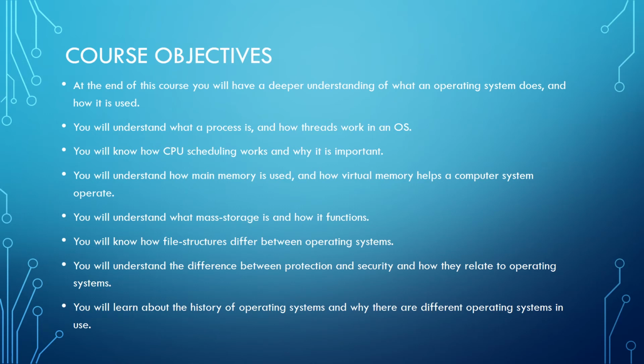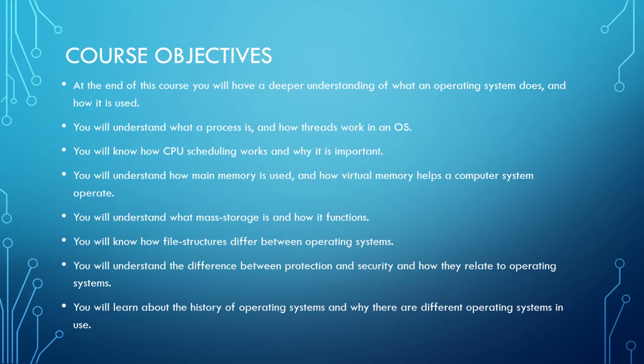So our course objectives, and what we hope to get out of the course and through the textbook, is that by the end of this course you should have a deeper understanding of what an operating system does and how it's used. You should understand what a process is and how threads work in the operating system. You'll know how CPU scheduling works and why it's important. You'll understand how main memory is used and how virtual memory helps a computer system operate. You will come to understand what mass storage is and how it functions.